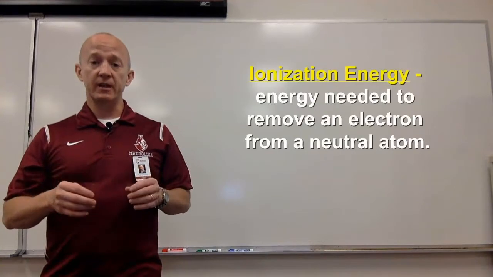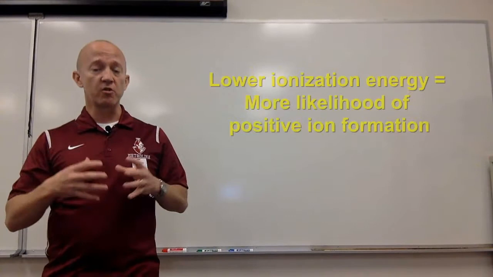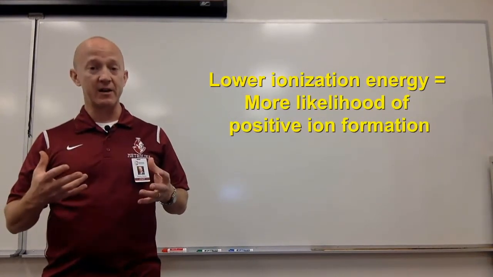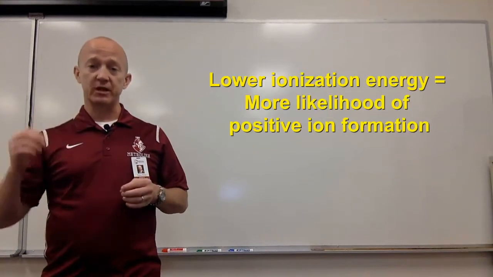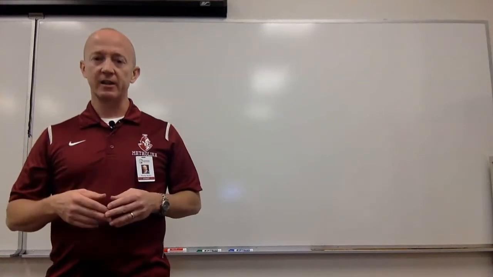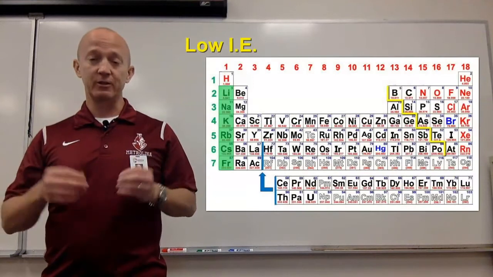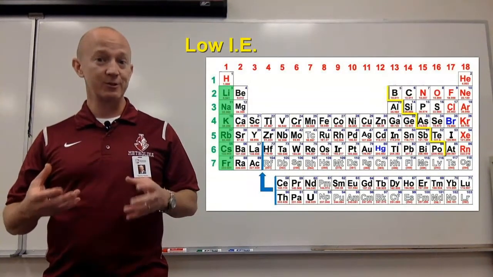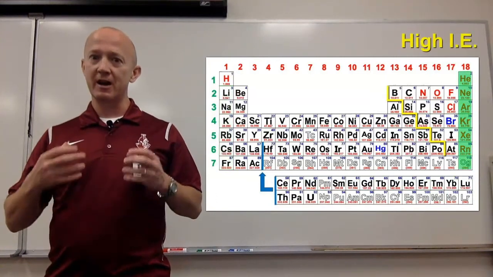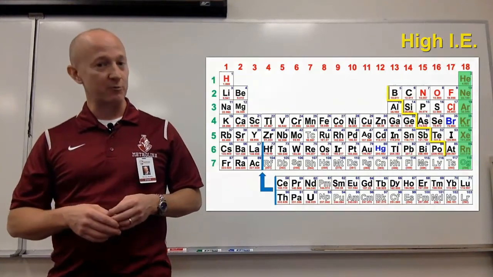Ionization energy, then, is the energy required to remove an electron from an atom. So if you have smaller ionization energy, it means you have an atom that's more likely to form a positive ion. In other words, it's easier to pull those electrons away. So the higher ionization energy we have, the less likely it is for that atom to form a positive ion. Group 1 metals have very low ionization energy and tend to form positive ions rather easily. The noble gases, however, have a very high ionization energy. It's very unlikely that you're going to make a positive ion from one of those.